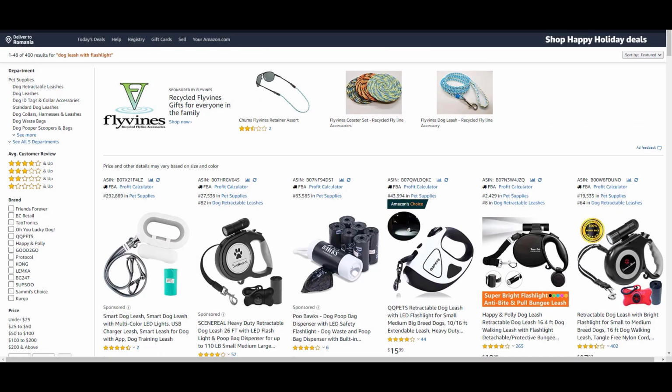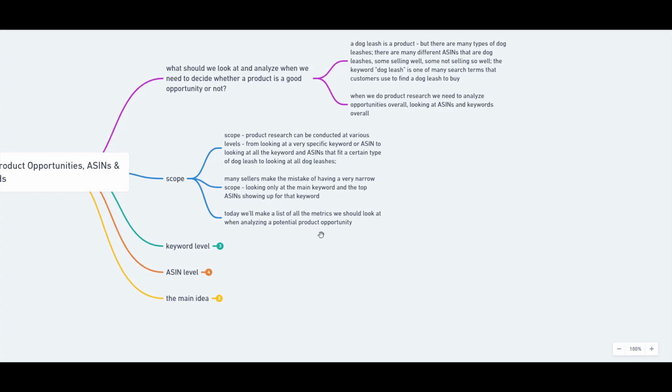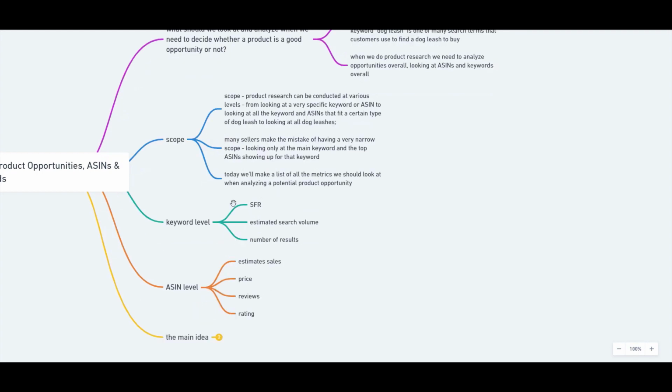That's what I mean when I'm saying that the product is not just one keyword. We need to look at the full scope, at all the keywords and all the ASINs, or at least at multiple ASINs and multiple keywords. So today we'll make a list of all the metrics we should look at when analyzing a potential product opportunity, both at the keyword level and at the ASIN level. I just want to point out, I'm not saying criteria yet, I'm just saying metrics. Metrics are just things that we know in general about a keyword and an ASIN. It's more about defining these terms, making sure again that we're on the same page as we proceed with the actual criteria next week.